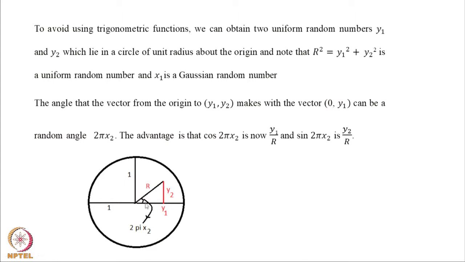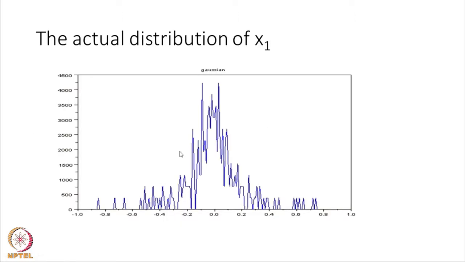This angle is 2 pi x2. So, cos 2 pi x2 is y1 by r. Trigonometry will tell you that y1 by r is cos 2 pi x2, and y2 by r is sin 2 pi x2. So, this way I generate two Gaussian random numbers x1 and x2. Okay. So, its distribution is shown here.